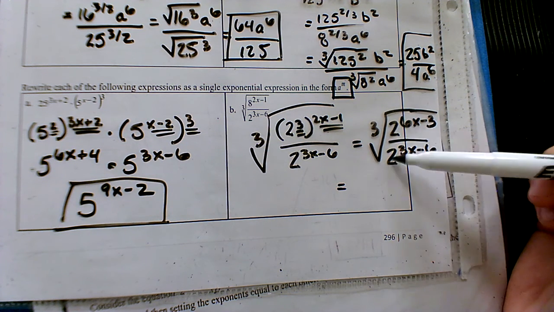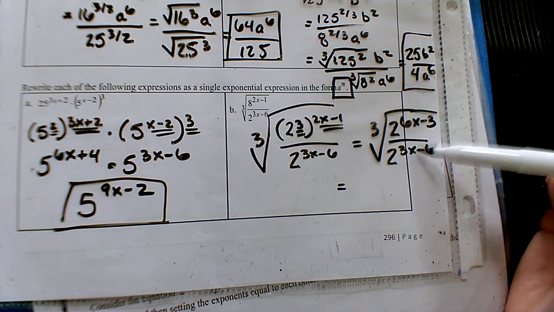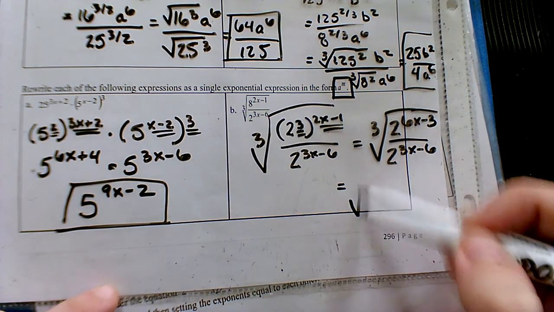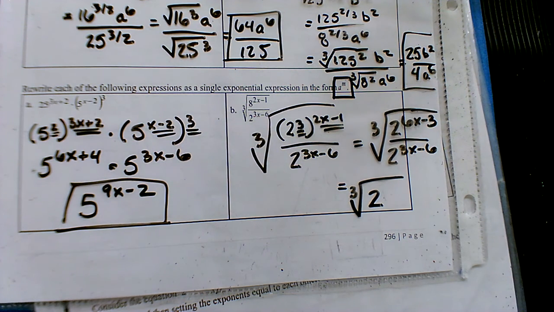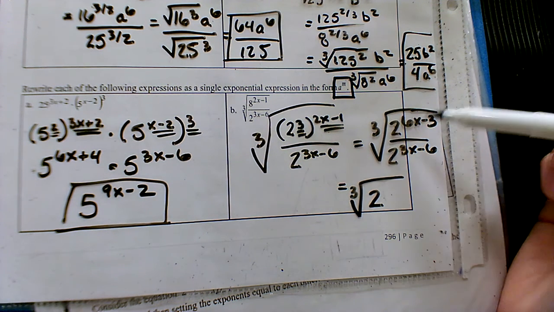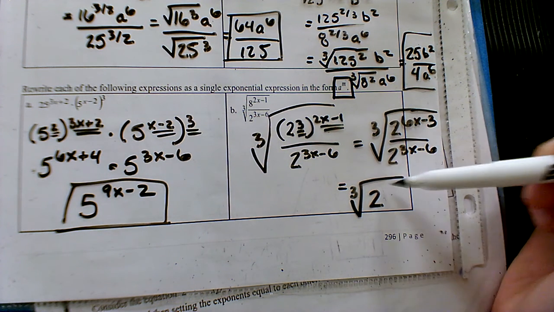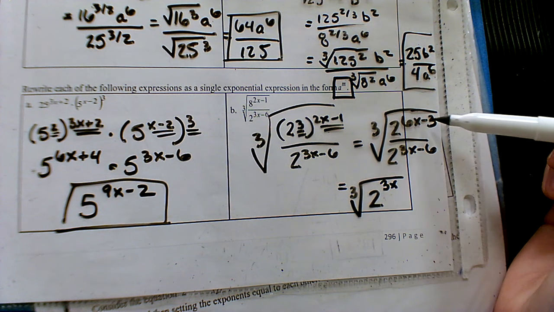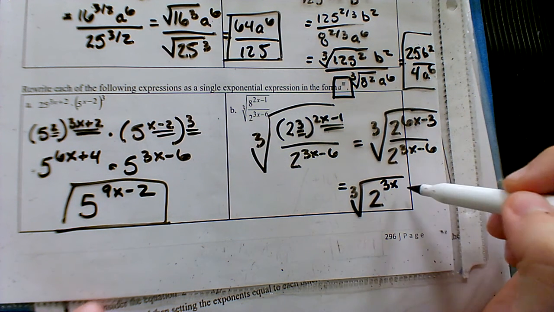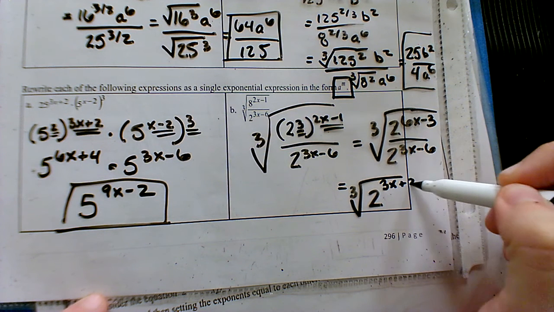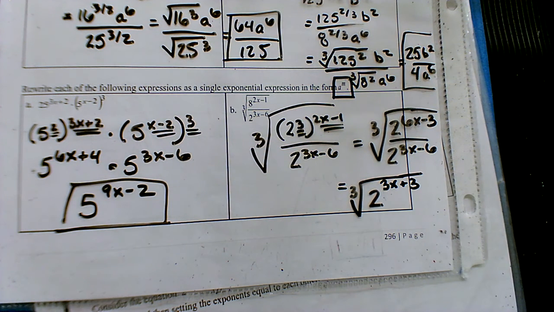We are dividing the same base, so what can we do with the powers? Subtract them in which order? Top minus bottom. Okay, so 6x minus 3x is 3x. Negative 3 minus negative 6 is going to change to a plus 6, so we'll be left with a positive 3. Okay, we're getting there. We're trying to get a single base to a single power.